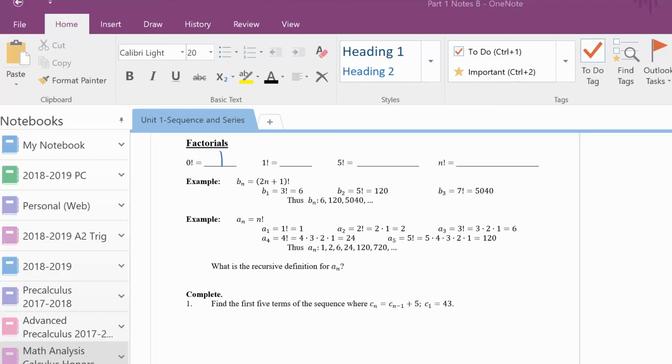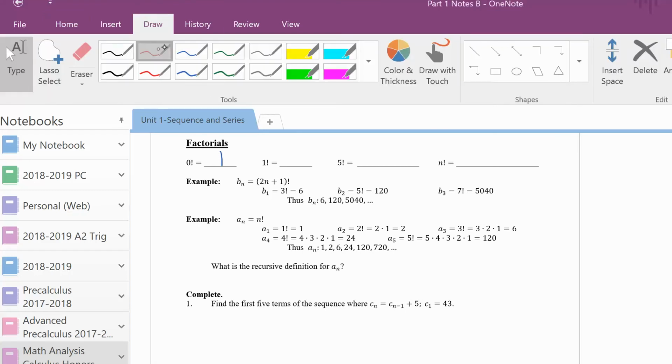First, let's talk about factorials and some interesting facts about them. What does it mean to be a factorial? First of all, a factorial is just the product of consecutive integers. For example, 5 factorial means 5 times 4 times 3 times 2 times 1, and that's equal to 120.